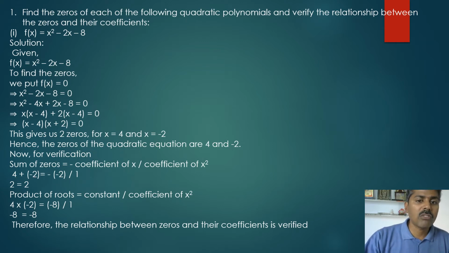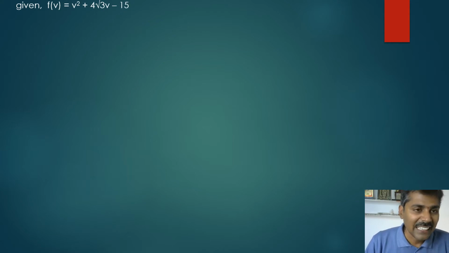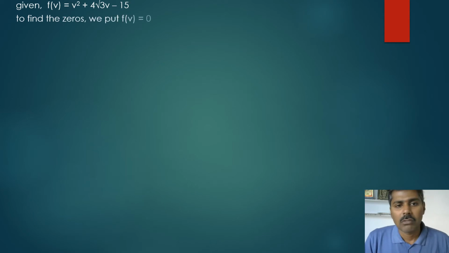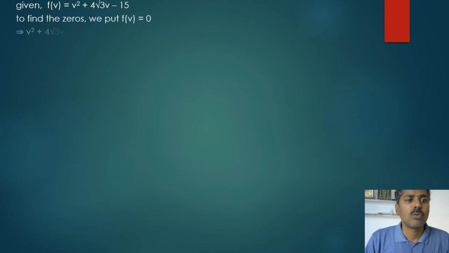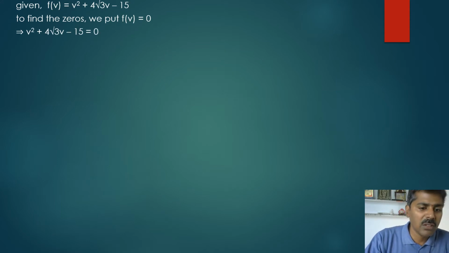I will go with one more non-routine problem, that is f of v equals v square plus 4 root 3 v minus 15. Here, while doing the factorization itself, we will have a doubt. F of v equals 0, so we take v square plus 4 root 3 v minus 15 equals 0. But we have a doubt: sir, we don't have this 4 root 3 in 15, so how can we get the 15?